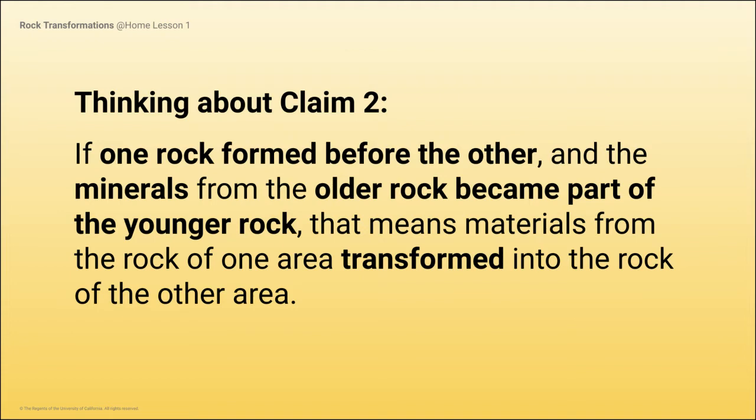Okay, claim number 2. Let's think about this. If one rock formed before the other and the minerals from the old rock became part of the younger rock, that means minerals from the rock in one area transformed into the rock of the other area. Let's start thinking about how we make rocks.